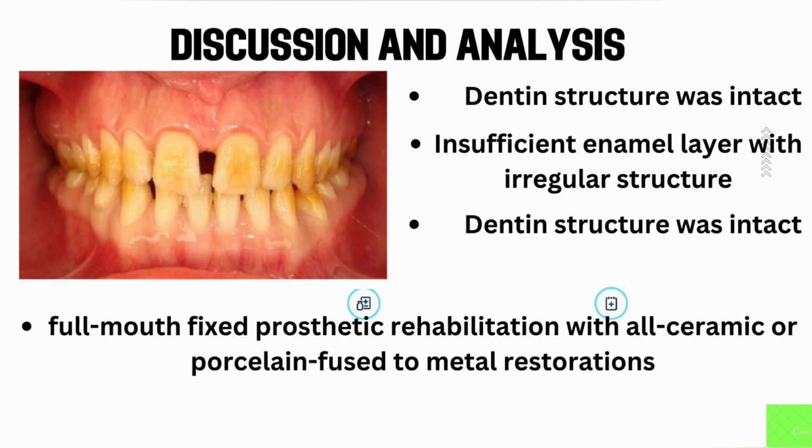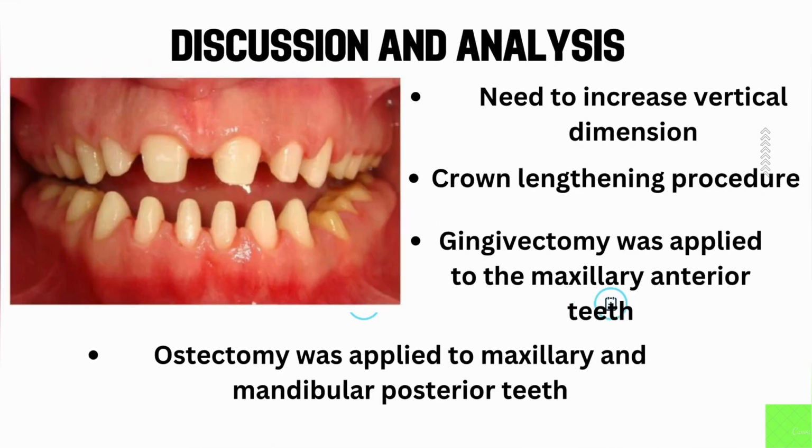Thus, a decision to have a full mouth prosthetic rehabilitation with all ceramic or porcelain fused to metal restorations was made. A full mouth fixed prosthesis was indicated because soft and hard tissues are completed until 18 to 20 years old. The height of the crown on the back teeth of both the upper and lower jaw needed to be increased in order to create a larger surface area that would help retain dental restorations.